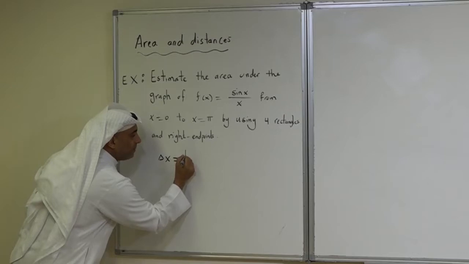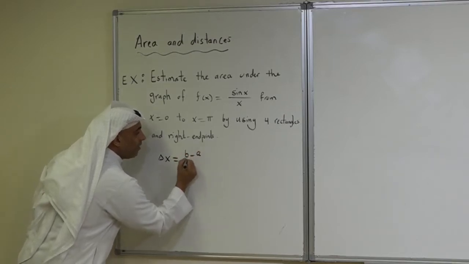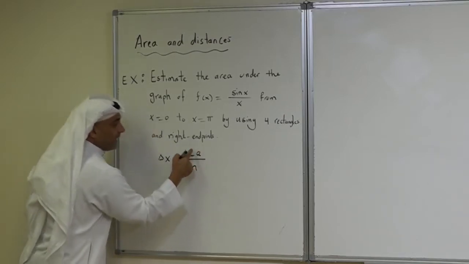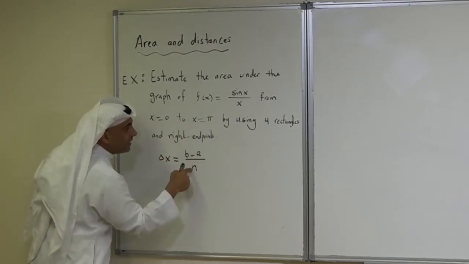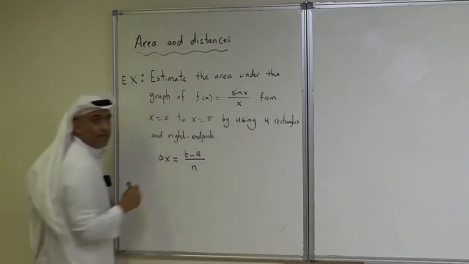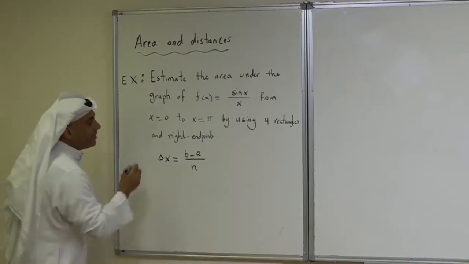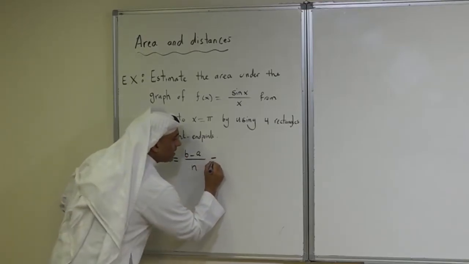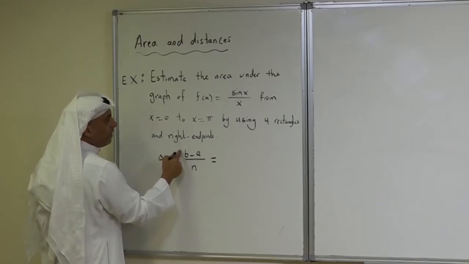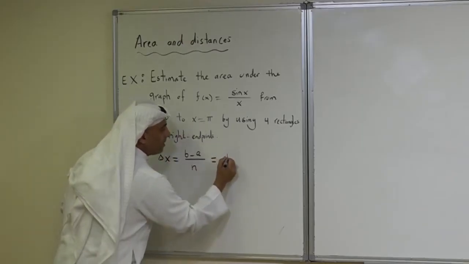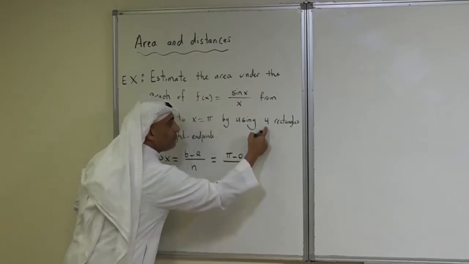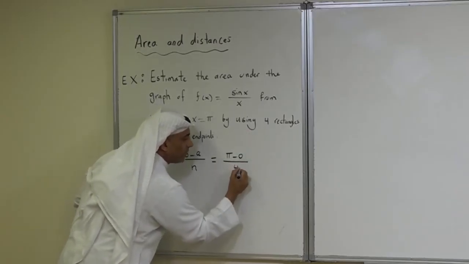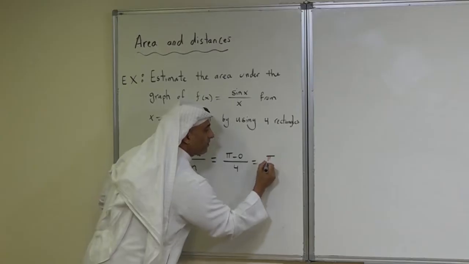Delta x is b minus a over n. A is the beginning of the interval, b is the end of the interval, and n is the number of rectangles. Okay, let us calculate delta x. What is delta x? Delta x here is equal to b minus a, so it is pi minus 0 divided by the number of rectangles, which is 4. So that is equal to pi over 4.